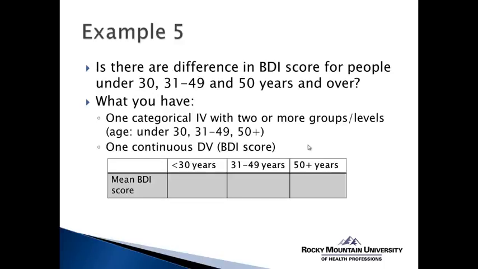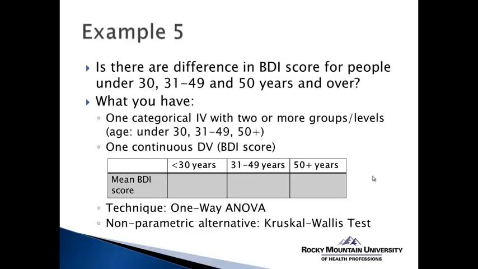So now to graph this would look very similar to what the independent t-test graph looked like, except now we have an additional column for our third group. So our three levels of independent variable, under 30, 31 to 49, and then 50 years of age, and then one numeric outcome, mean BDI score. So in this case, our option would be the one-way ANOVA. Now, if our data was not normally distributed or we violated one of the other assumptions of the one-way ANOVA, our non-parametric alternative is the Kruskal-Wallis test.